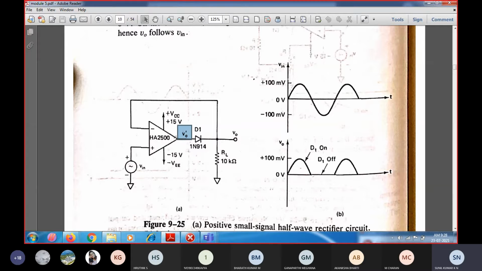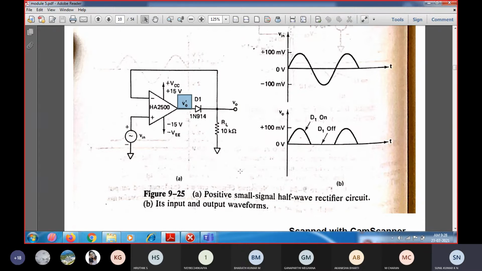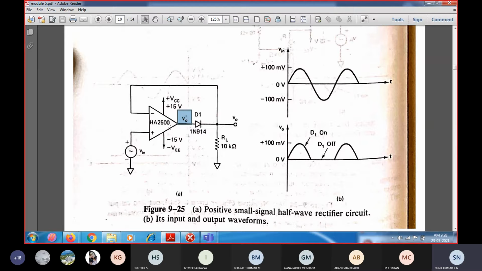In order to come out of this saturation, you can call this type of rectifier a saturated positive small signal half wave rectifier circuit. So this is the drawback which we see in this case.